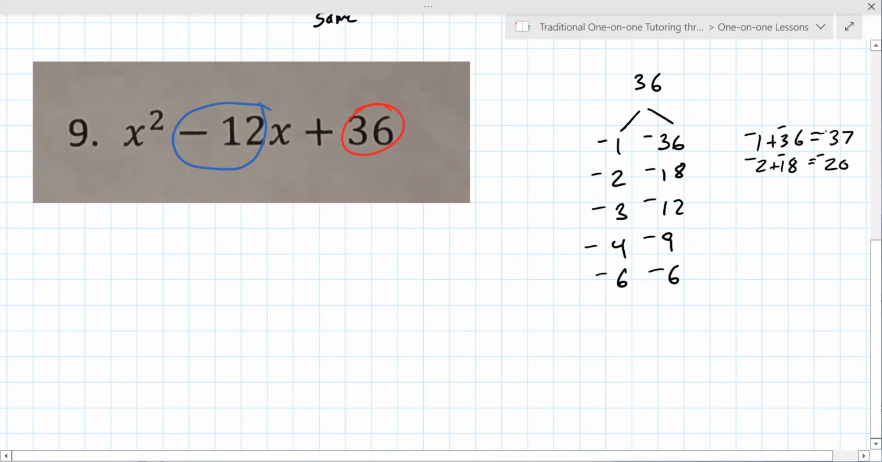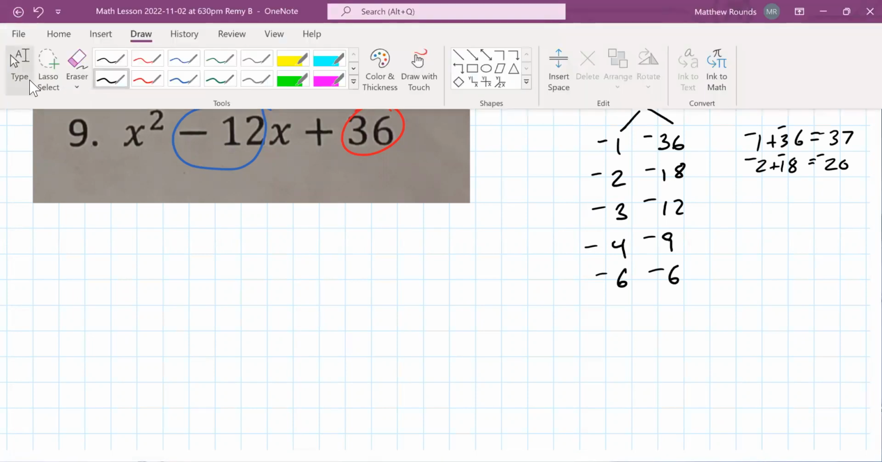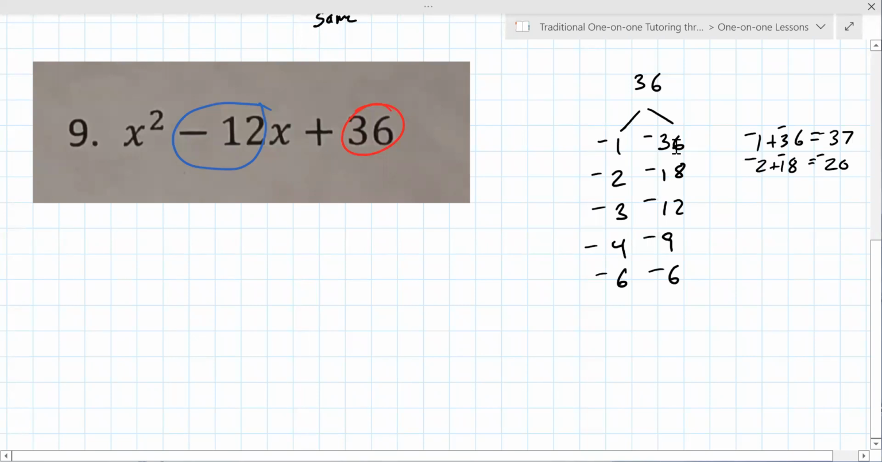Wait, so you just add the negative, like just add it? Well, let me ask you, does it work? Does -1 times -36 equal 36? Wait, I'm sorry, multiply. -1 times -36? Yes, two negatives. But we want a negative number that it adds up to.